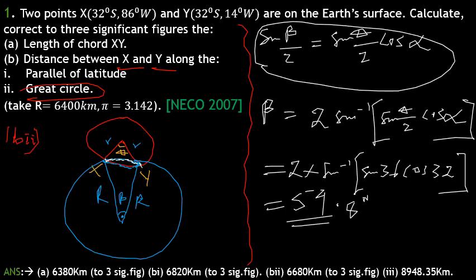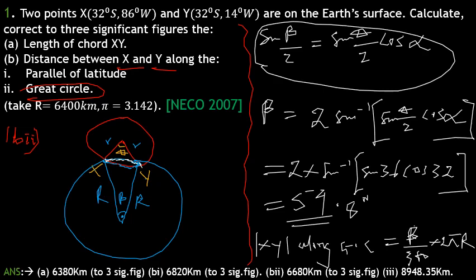XY along great circle will now be what? That's beta over 360 times 2 pi capital R. Okay, that's 2 pi capital R. The angle will now be beta, not clean this, it looks dirty. Okay, so the angle will be beta here, this angle that we have found.